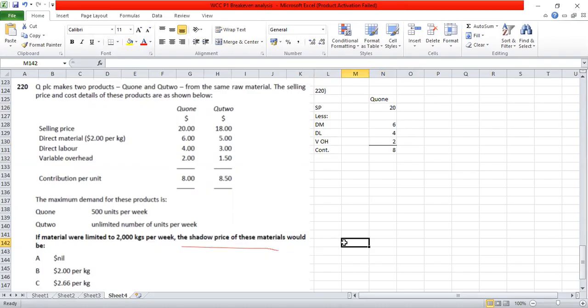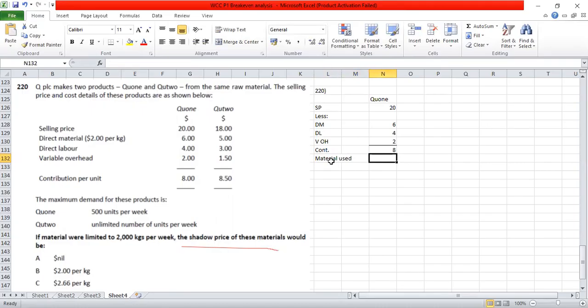Then what is the main limiting factor? If raw material were limited to 2000 kgs per week, only 2000 kgs per week is available. In case of limiting factors, the decision criterion depends on the contribution per unit of the limiting factor. So the limiting factor here is material. What's the consumption of material? So the material requirement in kgs. Material used is how many kgs?